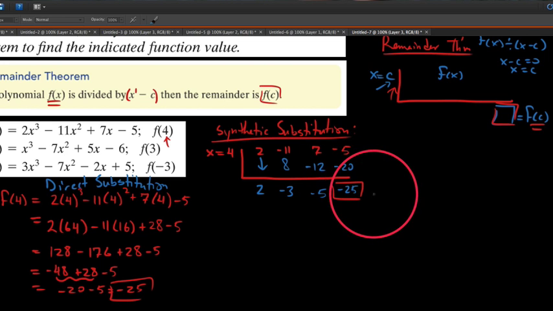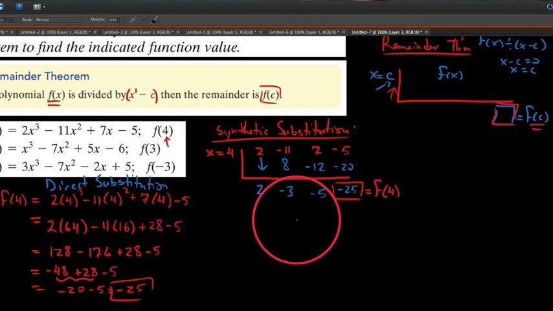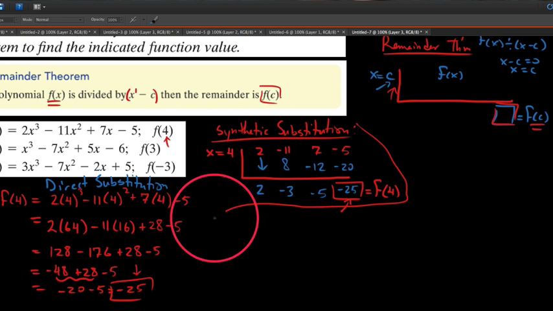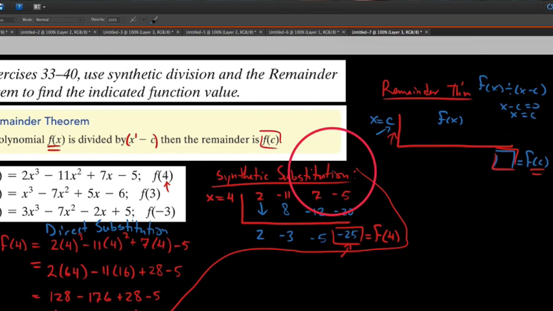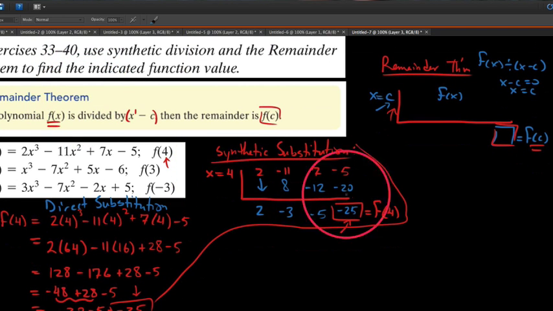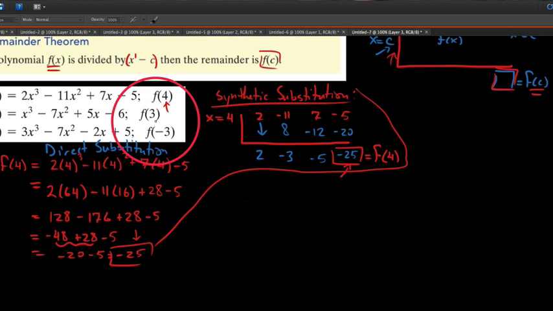So two things. One, put a box around this, and right next to it we're going to say that this is f of 4. So to evaluate this function here, you can see that the remainder that I got was the exact same remainder that I got over here with direct substitution. It's just that, weighing my options here, synthetic substitution is way quicker than direct substitution. So when somebody asks you to use synthetic division and the remainder theorem to find the indicated value, they're just saying use your synthetic division array and the fact that the remainder is the y value at that x value.